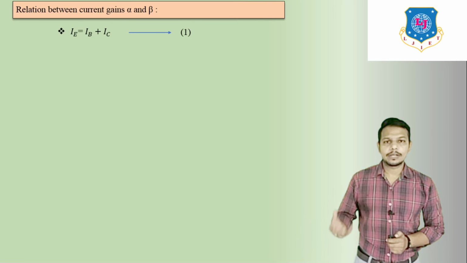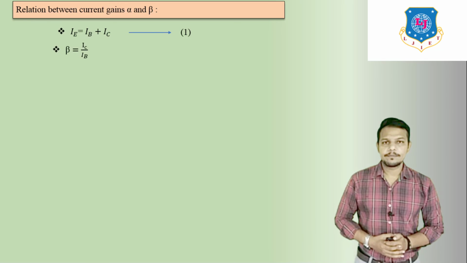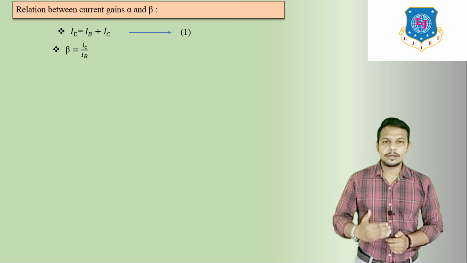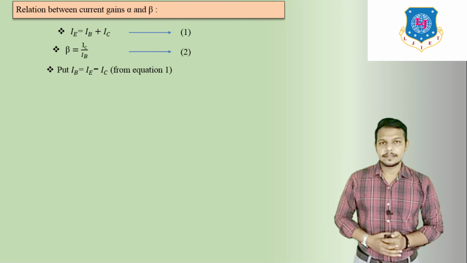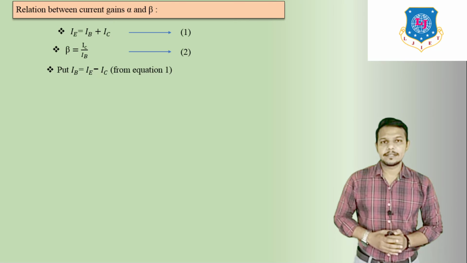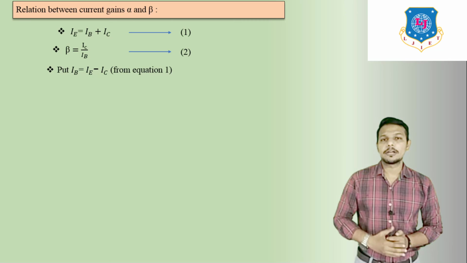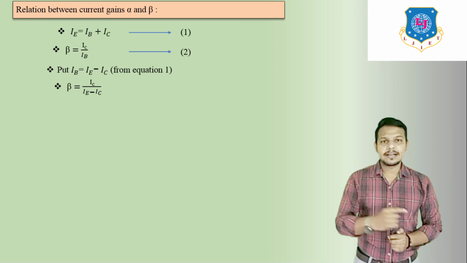We know this equation, this is equation number 1: IE is equal to IB plus IC. Beta is equal to IC upon IB, this is the current gain, and this is equation number 2. From equation number 1, we take IB as the subject, so IB is equal to IE minus IC. Now put this into equation number 2. So it becomes beta is equal to IC upon IE minus IC.